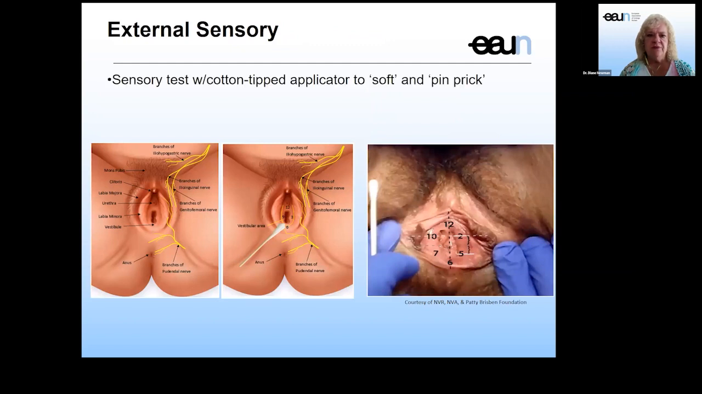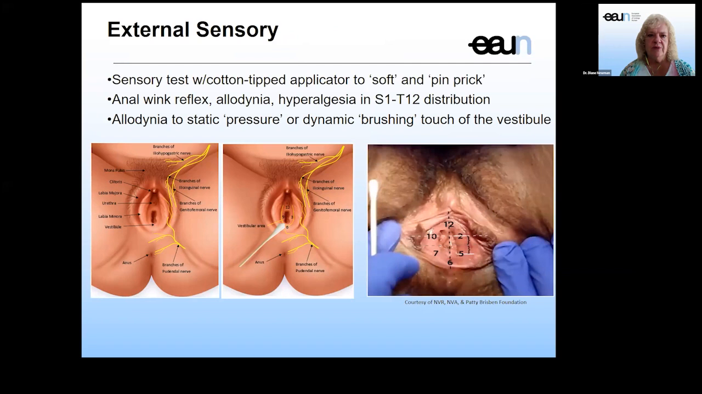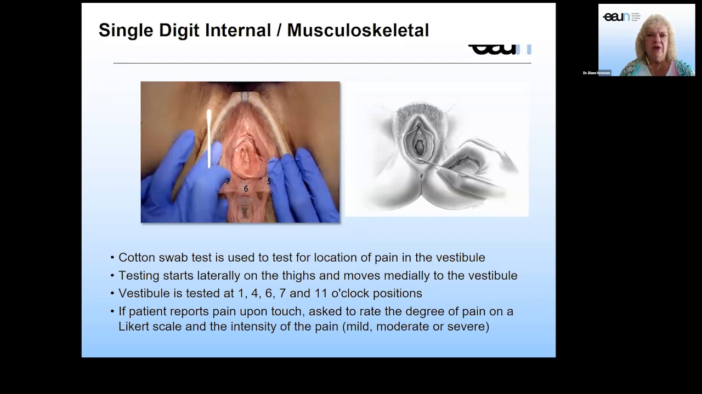For the external sensory type of assessment, you want to use a cotton tip to brush the vulvar vestibule and determine: is that painful? This is very much the case in women who have vulvodynia, but in patients who have chronic pelvic pain, this may also be something that you want to assess. And this is easy with a cotton tip: do they feel the cotton tip? So you assess sensation, and then go along to determine whether they have any pain. A single digit should be done, by the way, when you do an internal, we'll talk about that, but this gives you a further idea as far as the different areas you can test using the clock, 1, 4, 6, 7, 11 o'clock, touching those areas and having them rate the pain on a Likert scale: mild, moderate, or severe.